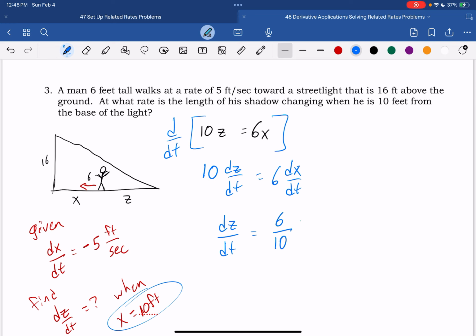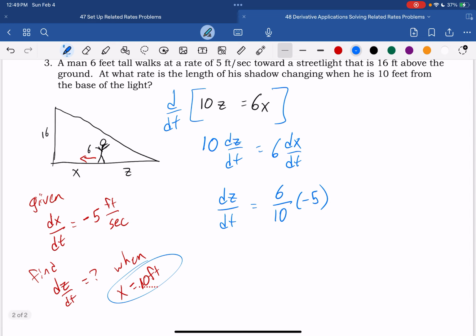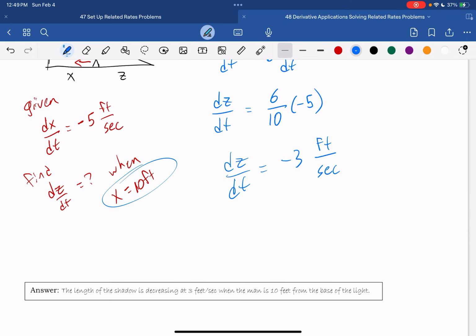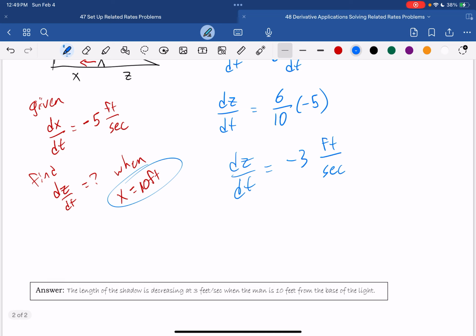And so we get, solving for dz/dt by itself, this is going to be 6/10, and then we have to plug in the -5 for our dx/dt, and we end up with a dz/dt of -3 feet per second. And we can interpret that, right? Once again, we're going to get rid of that negative in our interpretation by saying the length of the shadow is decreasing at a rate of 3 feet per second when the man is 10 feet from the base of the light.